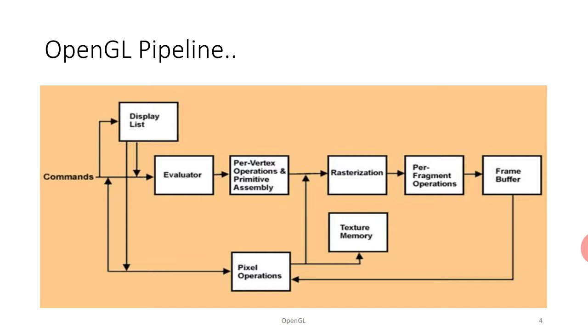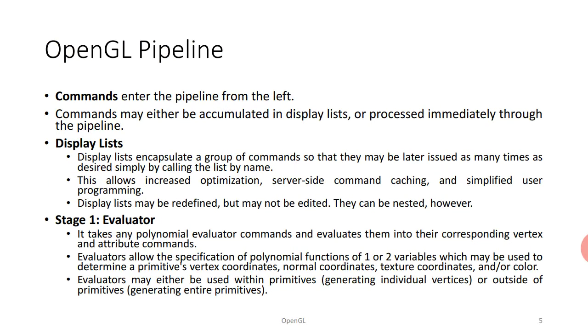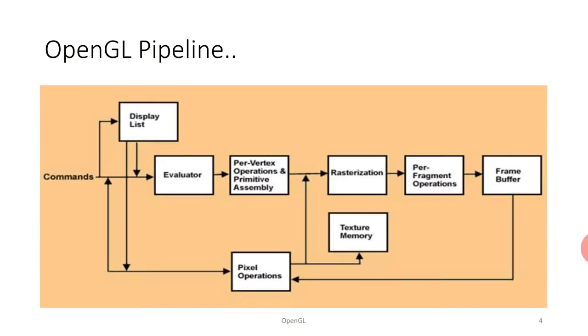In OpenGL, the commands enter the pipeline from the left. These commands may be either accumulated in the display list or processed immediately through the pipeline. Display lists encapsulate a group of commands so that they may be later issued as many times as desired simply by calling the list by name.